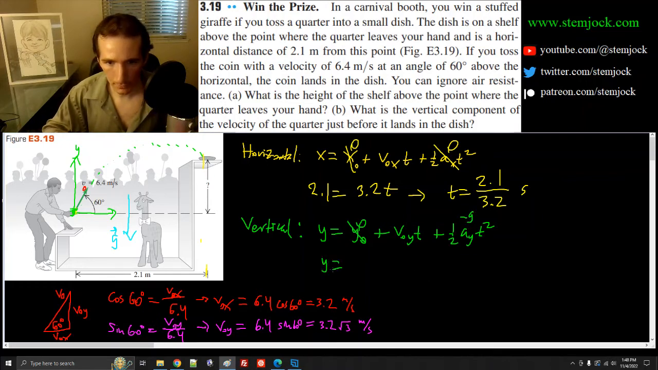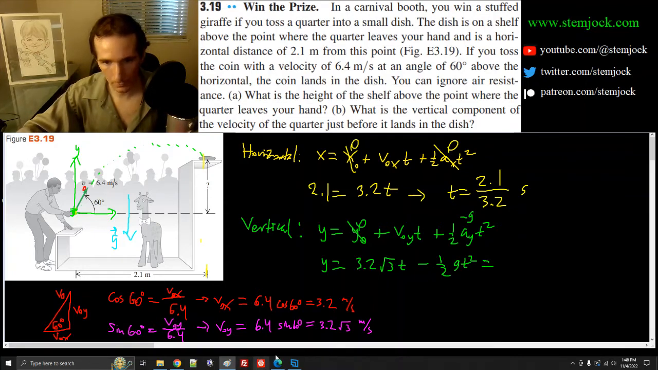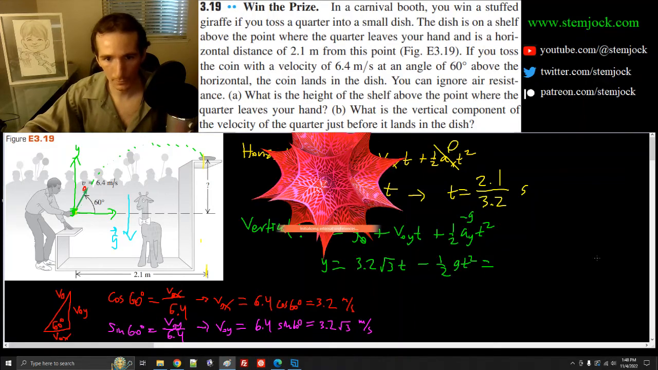So y equals 3.2 square root 3 times t, and then minus 1/2 g t squared. And so this is not even an equation I have to solve for, because t is given here. So I can just use my calculator to get y. So let's pull that up here very quickly.